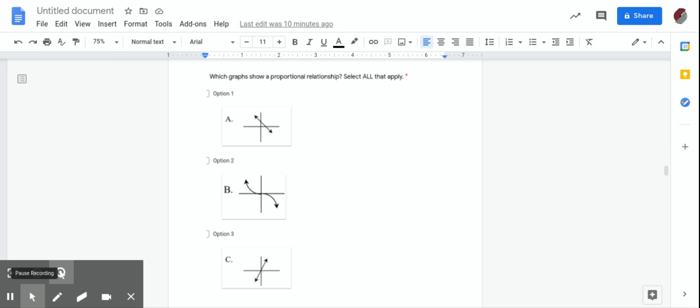You try. Which graphs show a proportional relationship? Select all that apply.